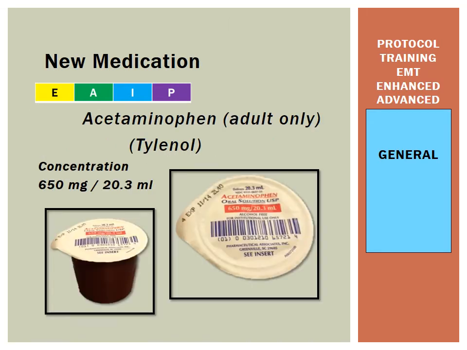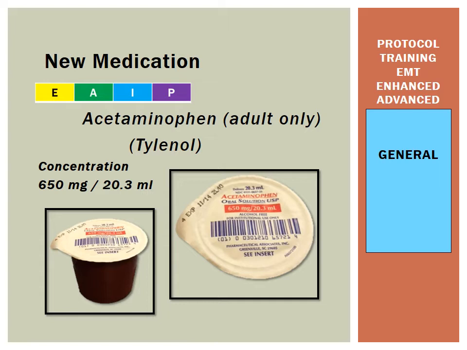Okay, so the second of these two new medications is acetaminophen, more commonly referred to as Tylenol. And for our EMTs, this is for administration to adults only. As you see by the picture there, the concentration is 650 milligrams in 20.3 mLs. And this comes in a medication cup. It's about the size of a single serving yogurt cup. So let's talk a little bit about what acetaminophen or Tylenol is. Well, it is an antipyretic, and it has analgesic properties, but it is non-opioid.